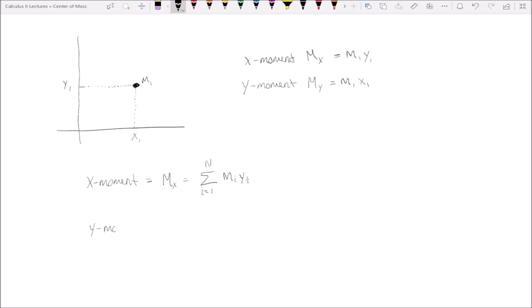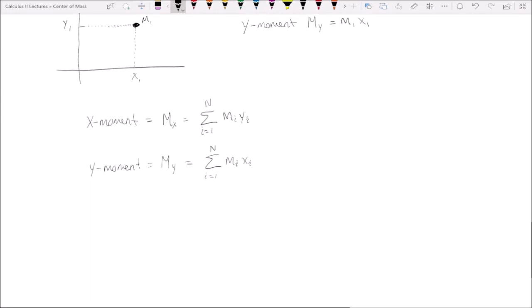Likewise, the y moment of the system, m sub y, would be the sum i equals 1 to n of m sub i times x sub i. And again, total mass of the system, represented capital M, would just be the sum i equals 1 to n of just m i, the sum of all the masses.